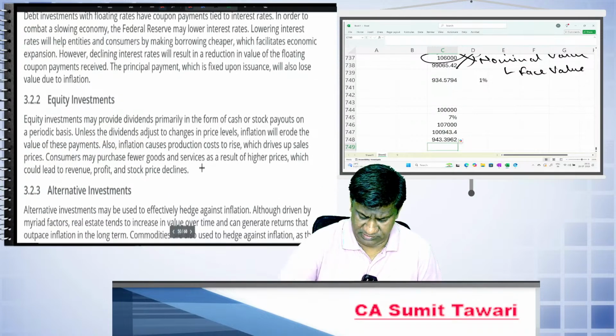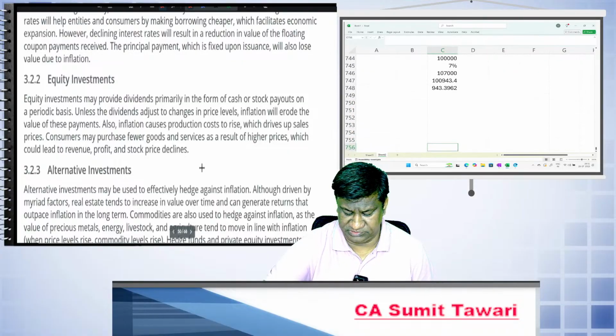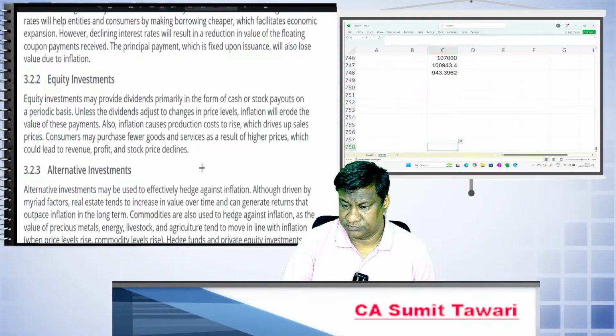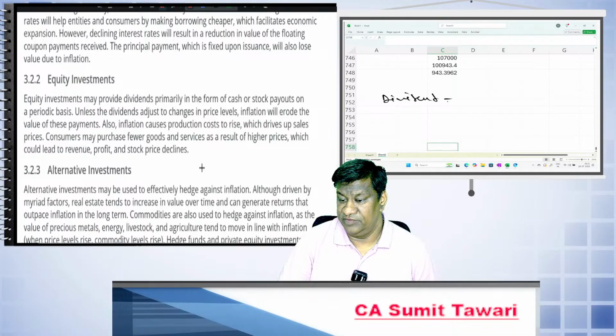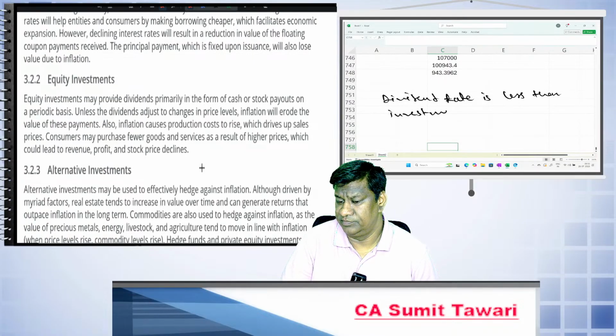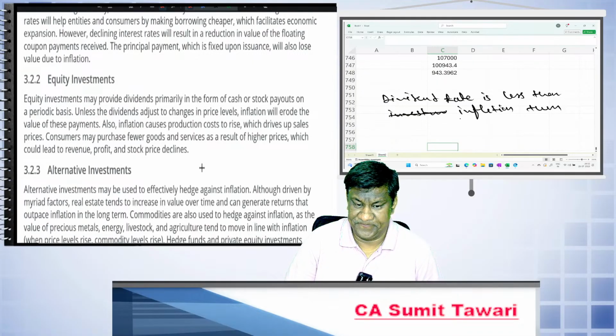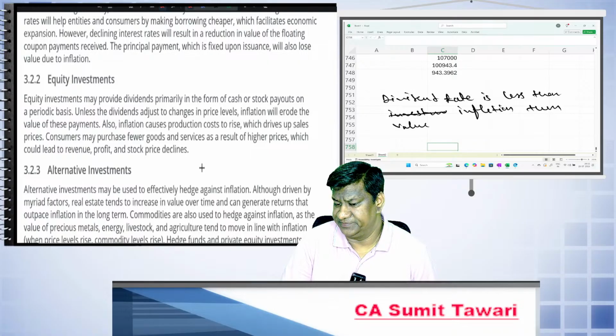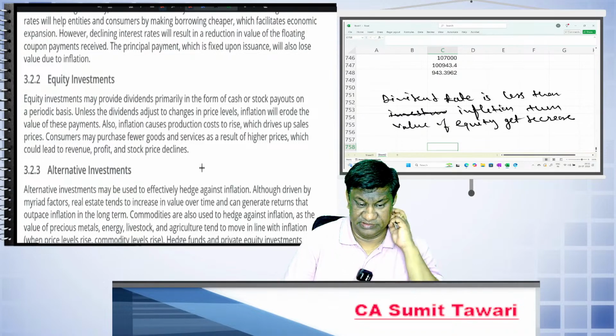Now equity investment. In equity investment, if the dividend rate is less than inflation, then the value of the equity may decrease. Same way, decrease.